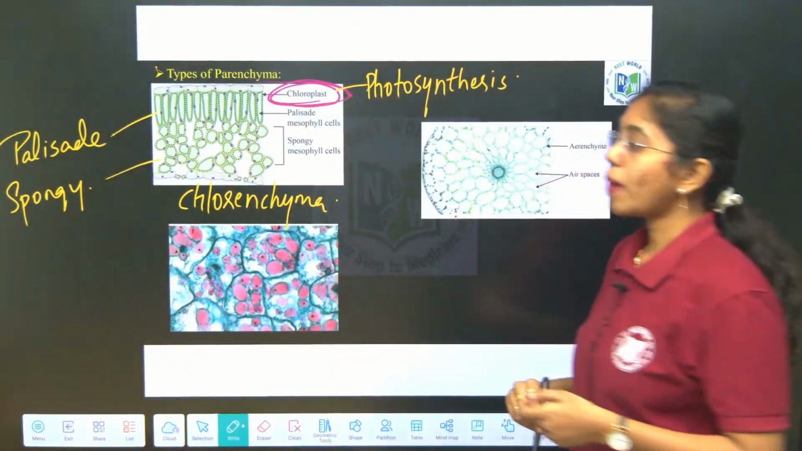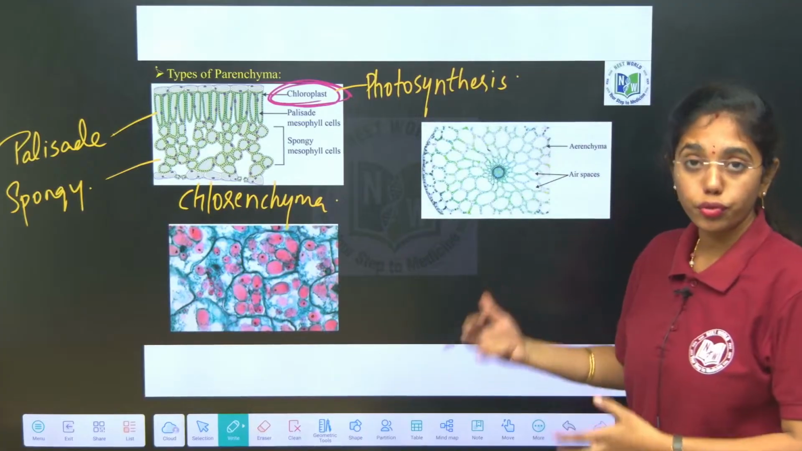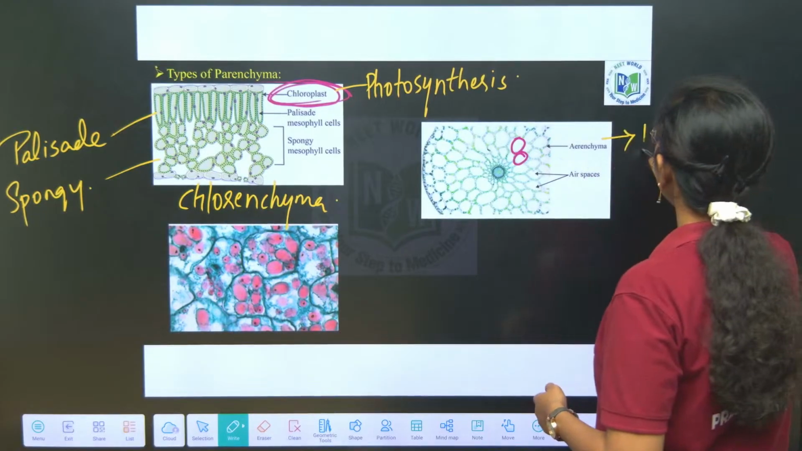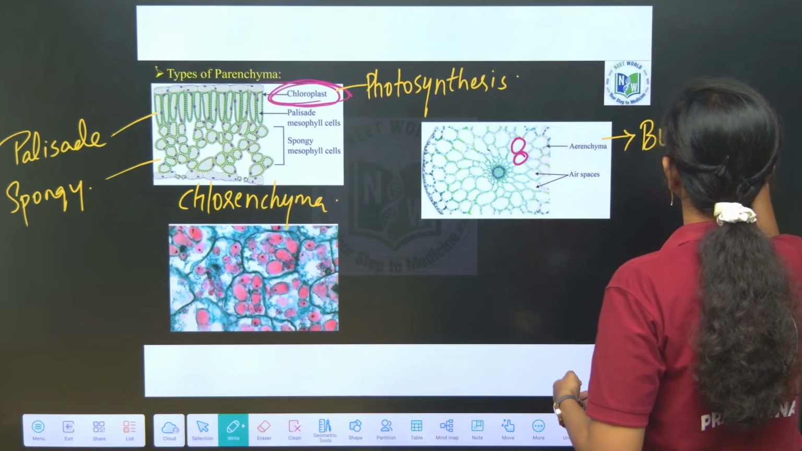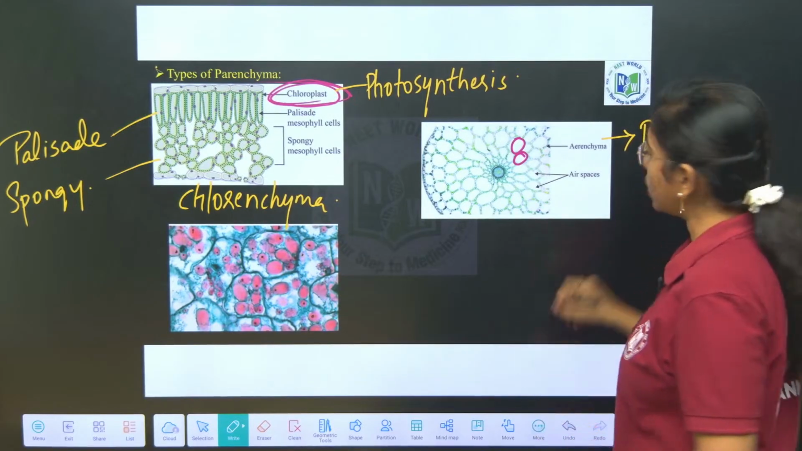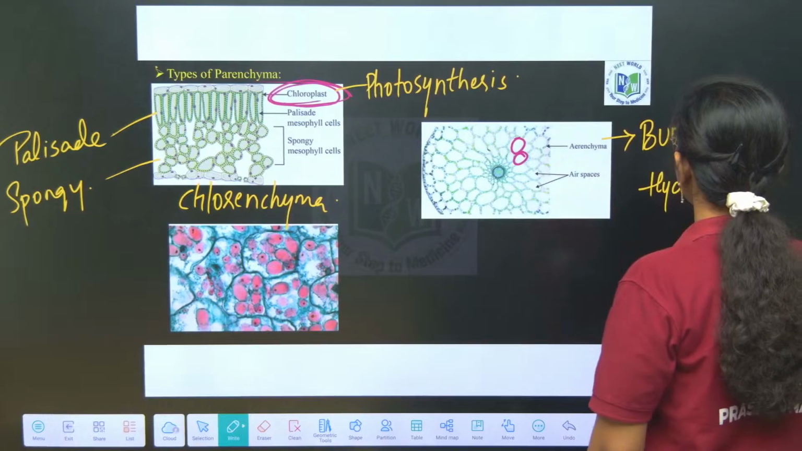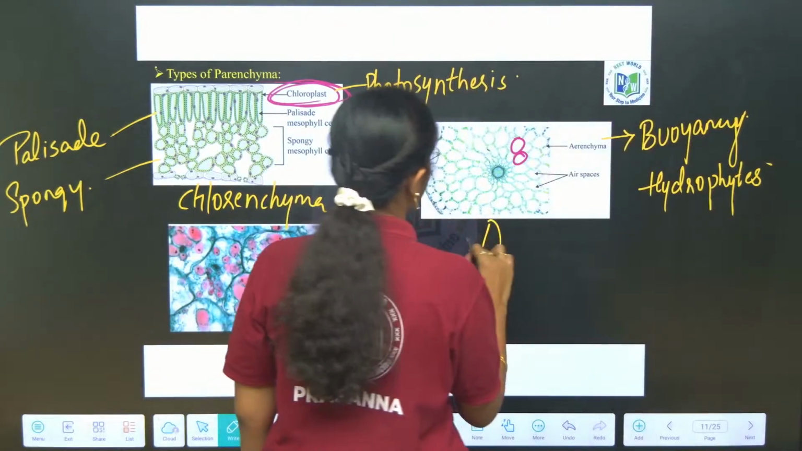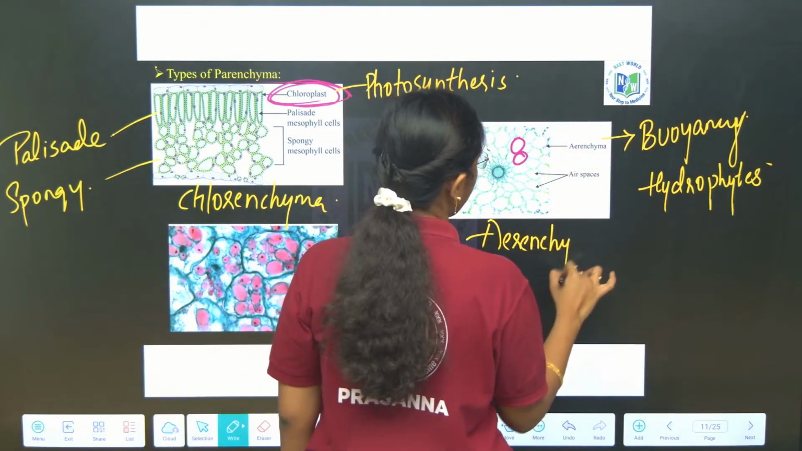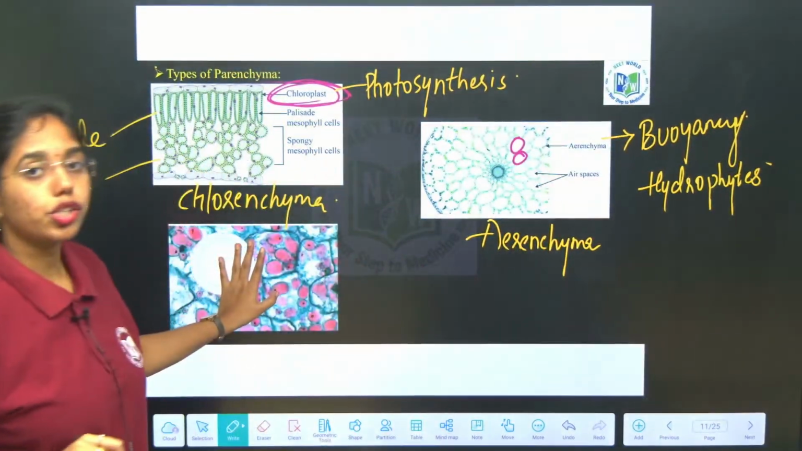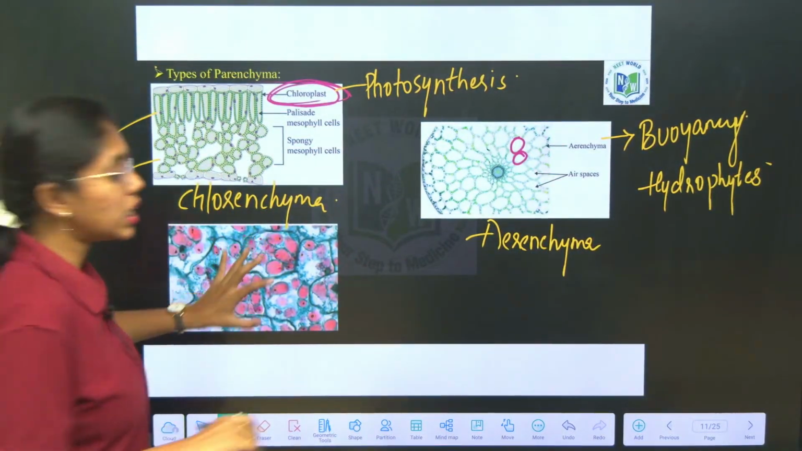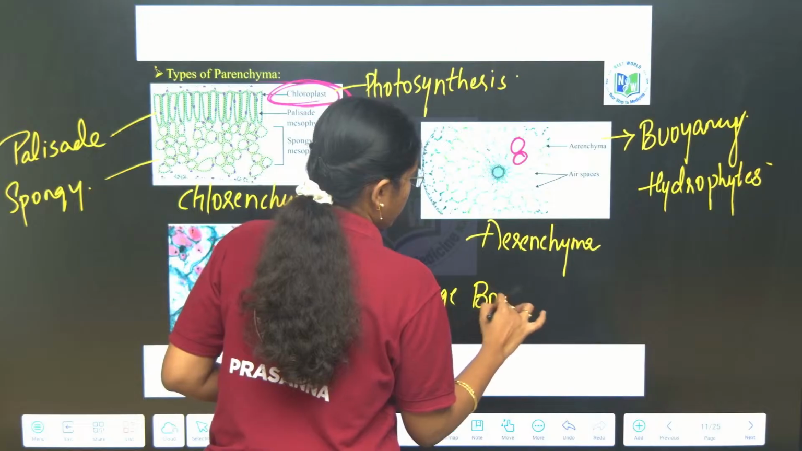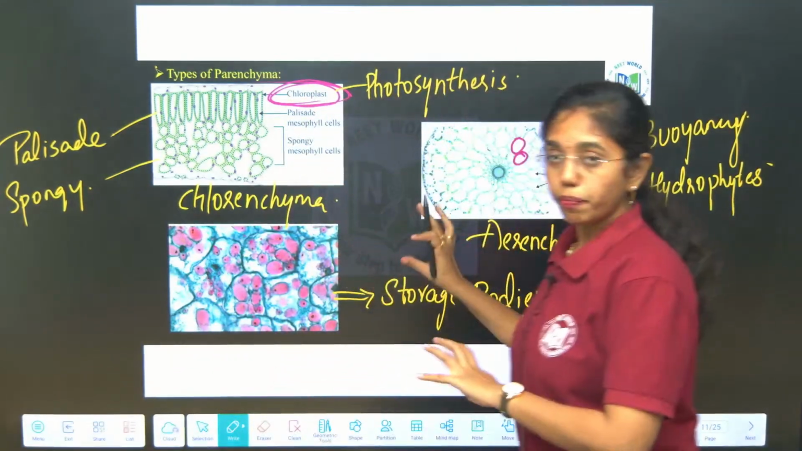Here you see those parenchymatous cells, mostly found in hydrophytes, which have air spaces in them, and they help in buoyancy. These types of parenchymatous cells are present mostly in hydrophytes or aquatic plants. These cells are called aerenchyma. Next, those parenchymatous tissues which are specific for storage are considered as storage bodies. Fine, these are different types of parenchymatous tissues.